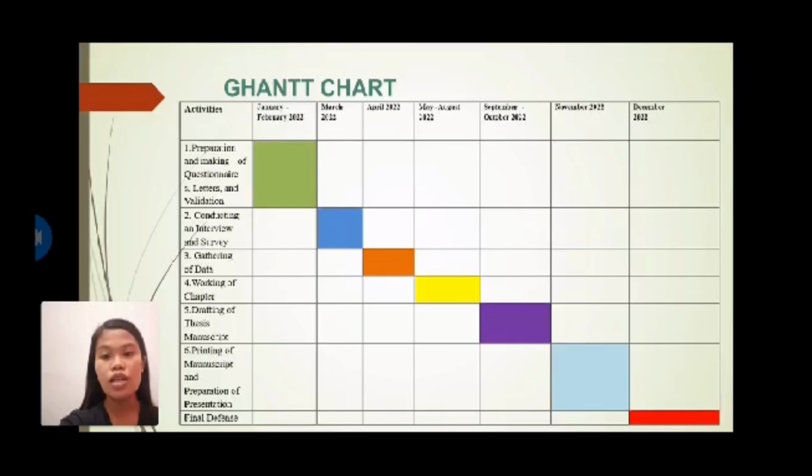A Gantt chart is a project management tool assisting in the planning and scheduling of projects of all sizes, although they are particularly useful for simplifying complex projects.